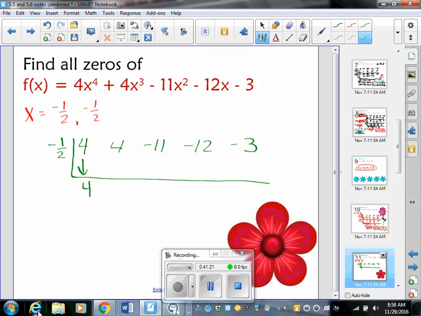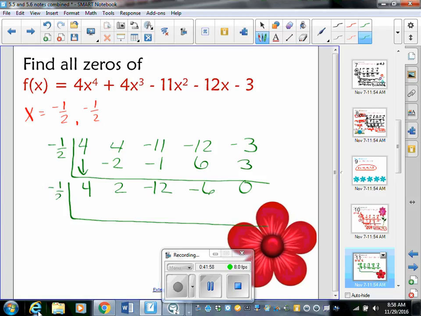All right, so what is negative half of 4? Negative 2. Add 2. Negative half of 2 gives me negative 12. Negative half of negative 12 gives me negative 6. Negative half of negative 6. So is negative half a good answer? Yes, it is. So we know that negative half actually shows up twice because it bounced at that point.